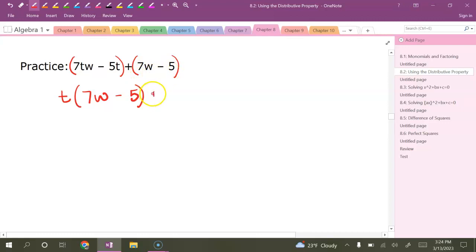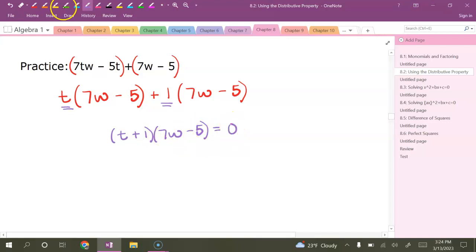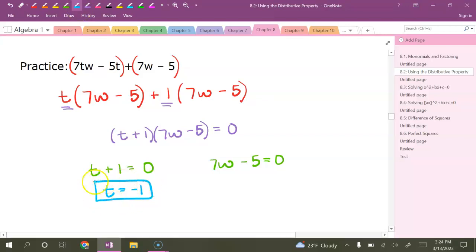But again, like I showed you earlier, maybe put that plus 1 just to make sure that you remember that you're going to have to pull that 1 with the t that's sitting out front. So the t and the plus 1, that goes in one set of parentheses. And then the 7w minus 5 goes in the other set. Now we're setting these equal to 0 to solve. So t plus 1, we set that equal to 0. 7w minus 5, we set that equal to 0. And hopefully at this point you're getting pretty comfortable with solving these types of equations, and you should have gotten t equals negative 1 and w equals 5 over 7.